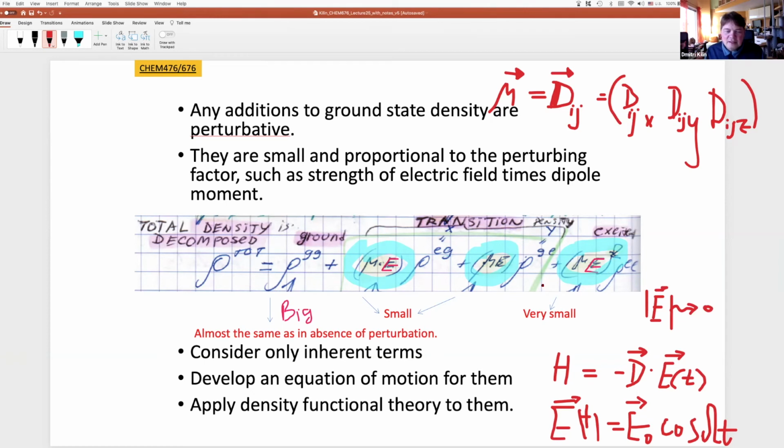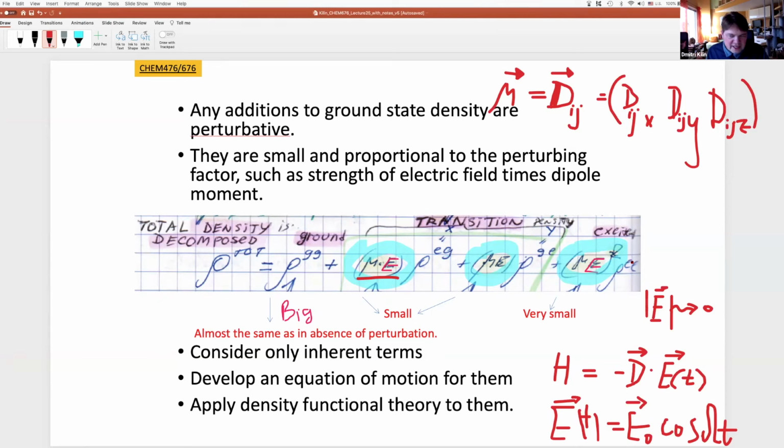Then the change to the density because of the light will be really small. People call it perturbative, which means a small modification. For transition densities, it will be proportional to the electric field, or proportional to the energy of interaction between light and matter, in a linear fashion.